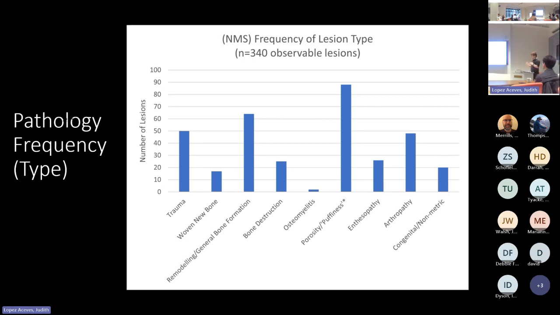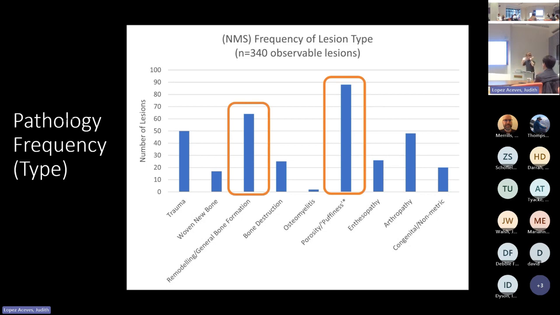In comparison, at the National Museum Scotland collection, the remodeling and general bone formation was the much more common lesion. We also see something Dr. Romaniov describes as puffiness. This appears to be associated with a few different conditions, including more specific infections where it's linked with porosity. But it also might be something that is age-related, which could be explained by just, you know, different stages of when these animals were dying, and then we prepare the skeletons, and that's what we see.